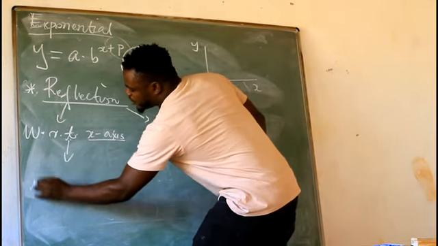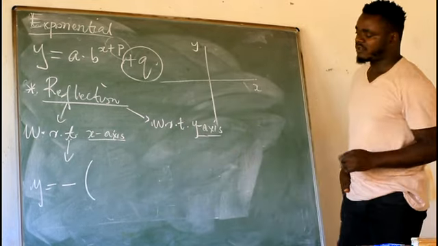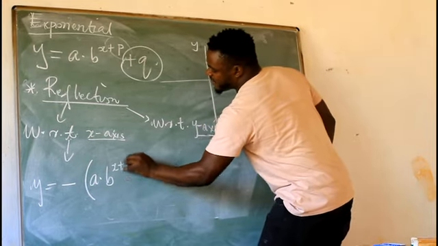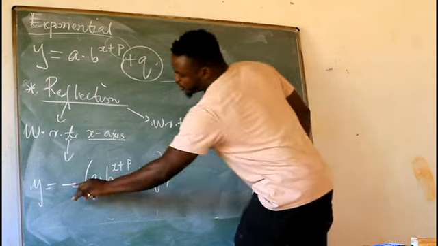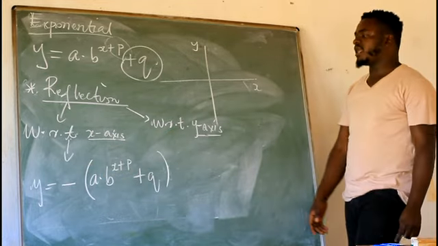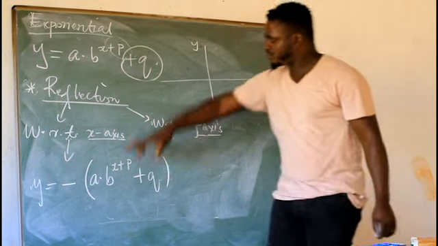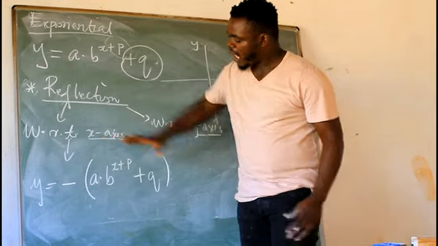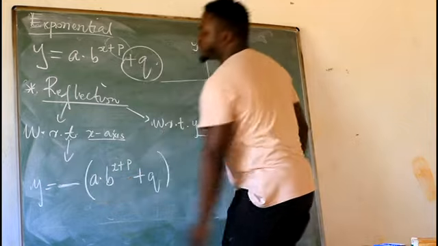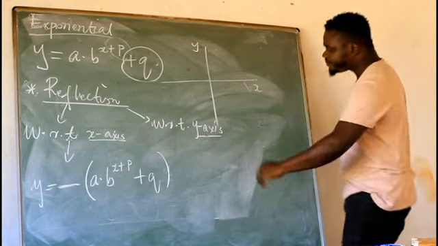Now, okay, the reflection with respect to the x-axis. That graph is going to be y equals, we introduce a negative to that graph. You see, it's going to be a multiplied by b to the exponent x plus p, plus q. We introduce the negative: y equals minus, into a multiplied by b to the exponent x plus p, plus q. Now, this is the whole of this graph. When do we introduce the negative? Here. We just introduce the negative, then we copy that graph. That is the reflection with respect to the x-axis.